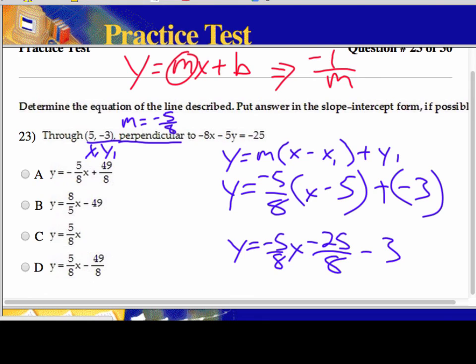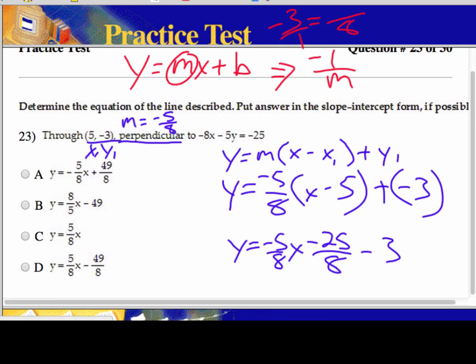Now, what is it that we don't like about this so far? The fraction. Can I get rid of the fraction? No, I can't really get rid of it. And the answer is in fractions, right? So what is the same? Like negative 3 is equal to something over 8.